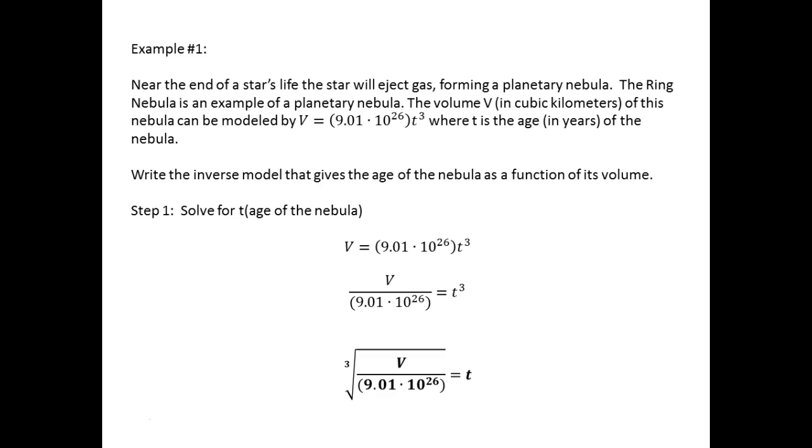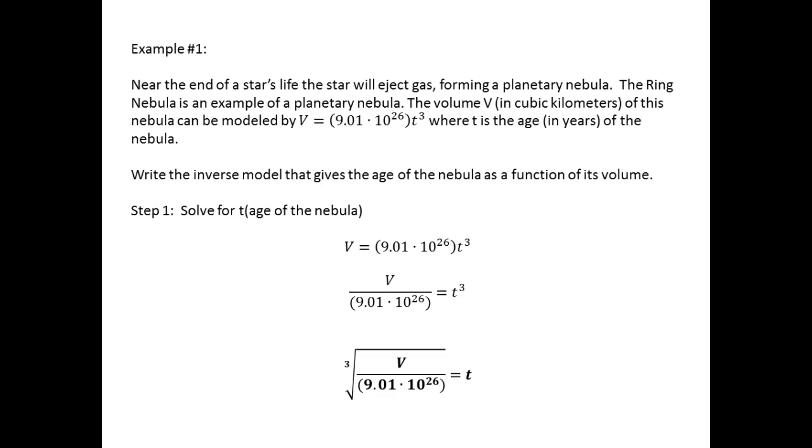In example 1, which is a problem from your review, there's this word problem about the end of a star's life, and it reads like this. Near the end of a star's life, the star will eject gas, forming a planetary nebula. The Ring Nebula is an example of a planetary nebula. And then you get given an equation that has an exponent in it. And we see the equation for the volume of the nebula here in the problem.